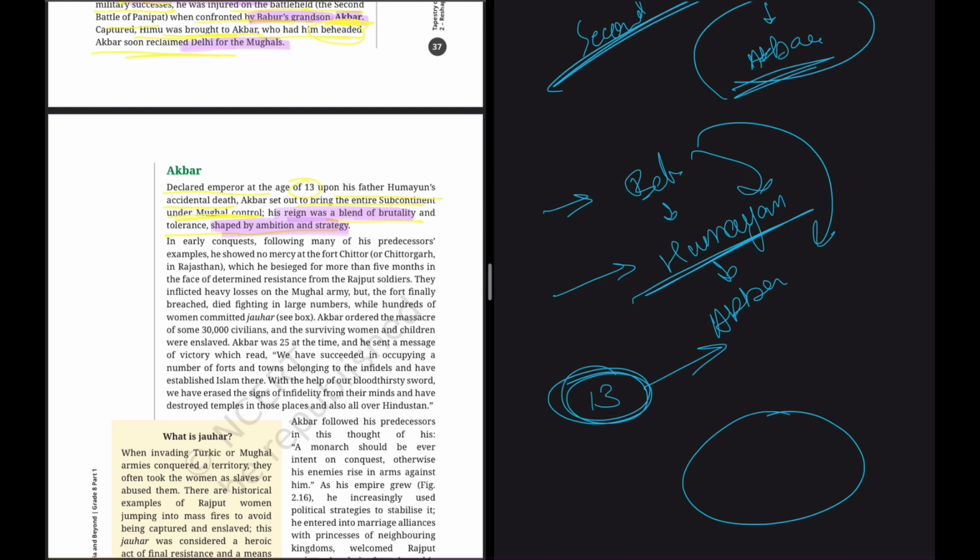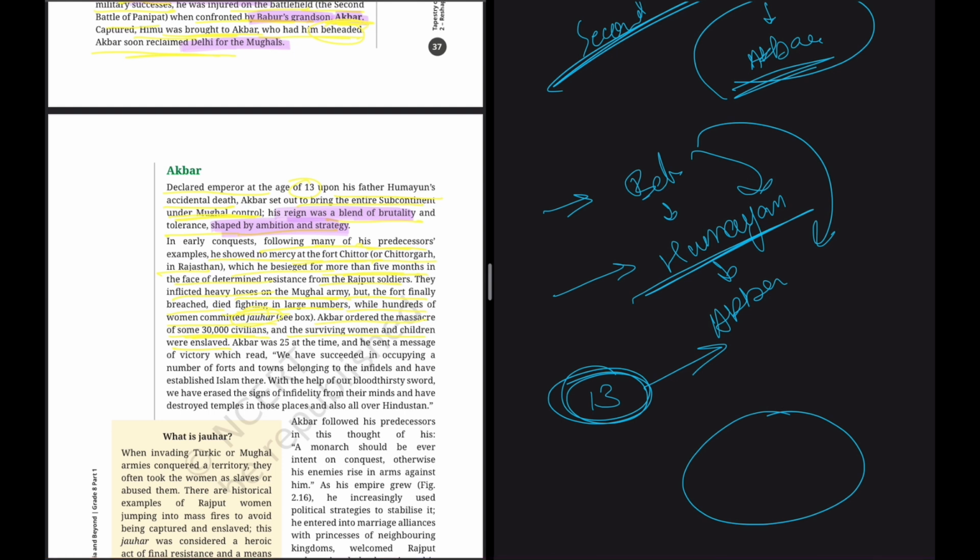In his early conquests, following many of his predecessors' examples, he showed no mercy at the Fort Chittor, or Chittorgarh, in Rajasthan, which he besieged for more than 5 months in the face of determined resistance from the Rajput soldiers. They inflicted heavy losses on the Mughal army, but the fort was finally breached and the defenders died fighting in large numbers, while hundreds of women committed Johar. And Akbar ordered the massacre of some 30,000 civilians, and the surviving women and children were enslaved.